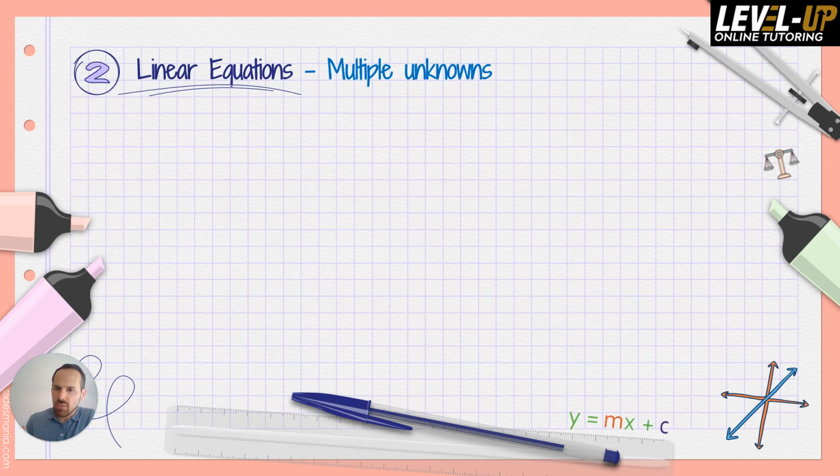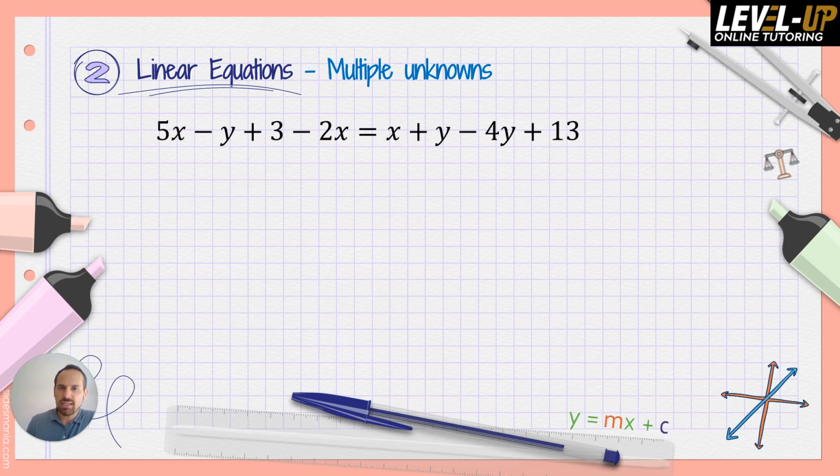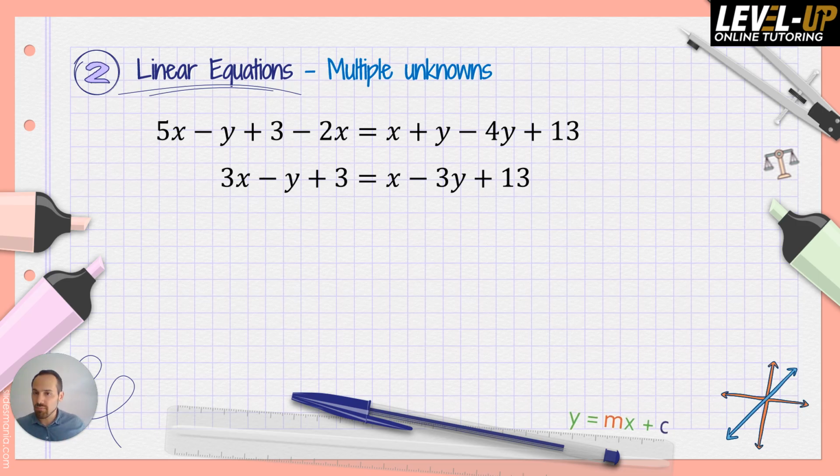So now let's take a quick look at multiple unknowns. We're going to come back to this in a later lesson in more detail. So something like this, where you see we've got x and y, two different unknown values. Well, first things first, we can collect like terms just the same way we've done before. So on the left-hand side, we've got a 5x and a minus 2x, which come together to be plus 3x. On the right-hand side, we've got a y and a minus 4y, which come together to make minus 3y. And everything else just stays the same. So we've got 3x minus y plus 3 equals x minus 3y plus 13.